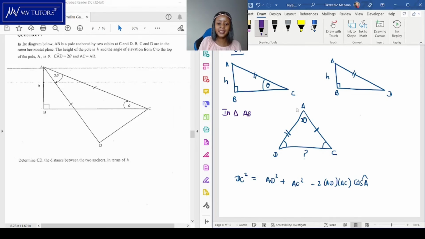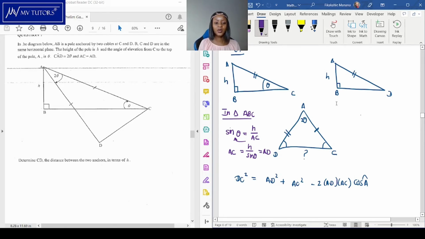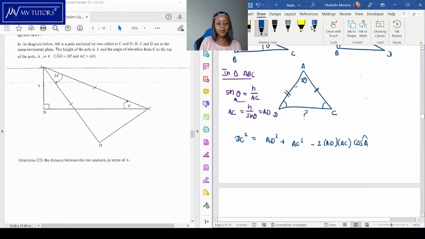So in triangle ABC, I need h, so I am going to choose sine. Sine theta, and I need the hypotenuse as well, is equal to h over AC. So now AC is equal to h over sine theta. I took AC this side and divided by sine theta. And I know that AC is equal to AD. Got it? Cool. So now we can substitute it in this main formula.